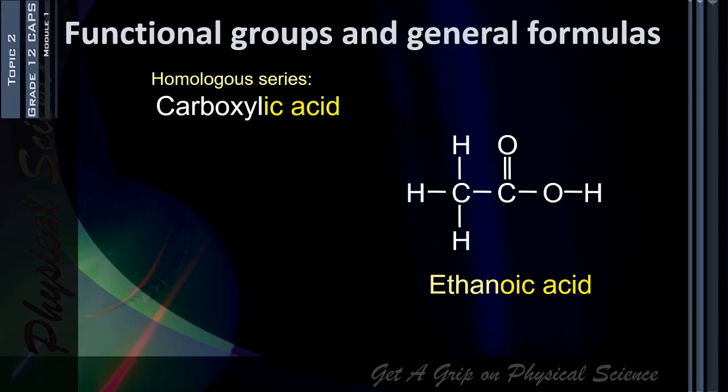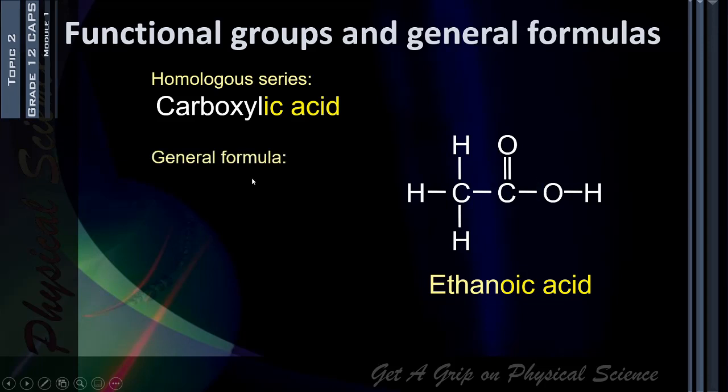A carboxylic acid will always end in oic acid, for example, ethanoic acid. So if you look at a molecule of ethanoic acid, you will find this special group of atoms, which we have a special name for. A carbon attached to two oxygens, where one of the oxygens is also attached to a hydrogen, we call a carboxyl group. So for the general formula of the carboxylic acids, there must be double the amount of hydrogens compared to the carbons, and there must be two oxygens.